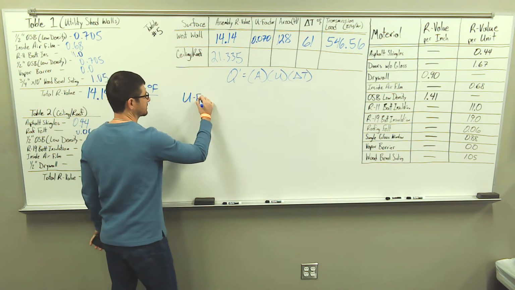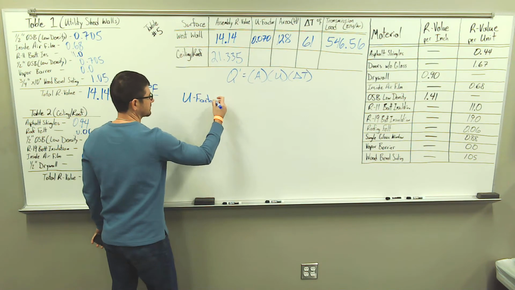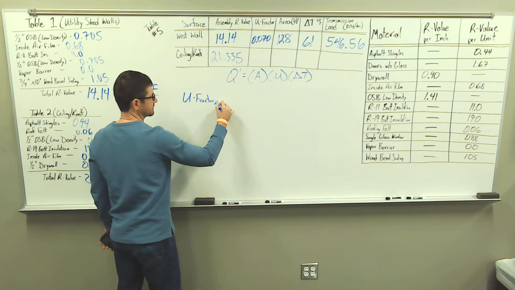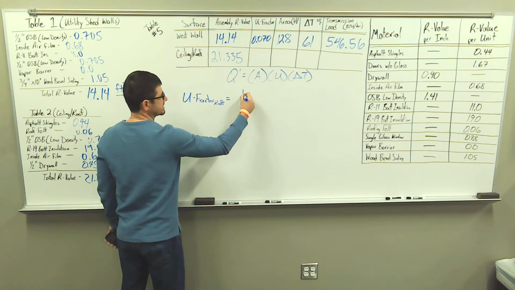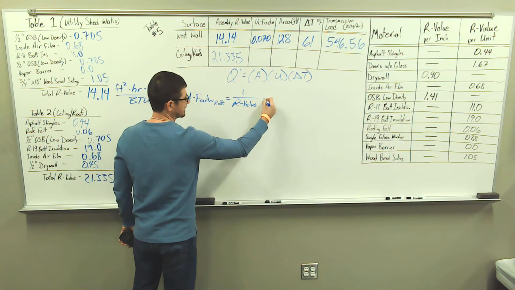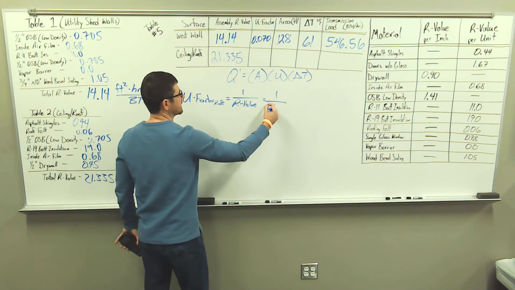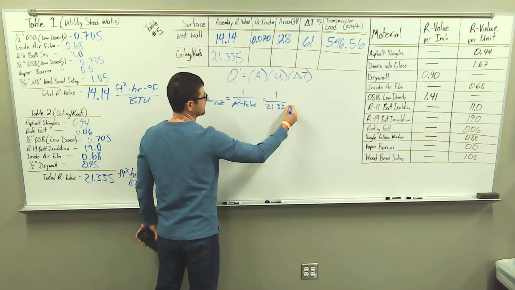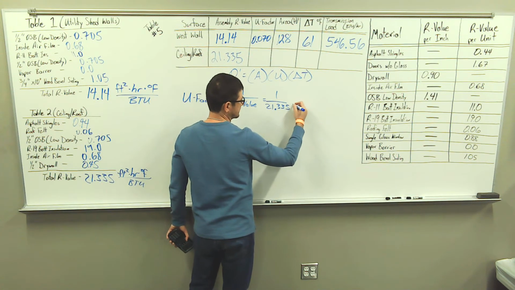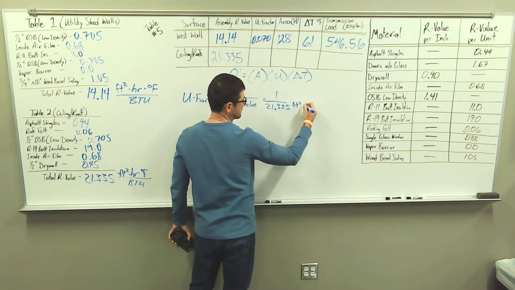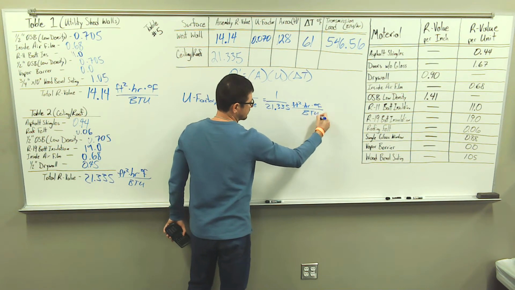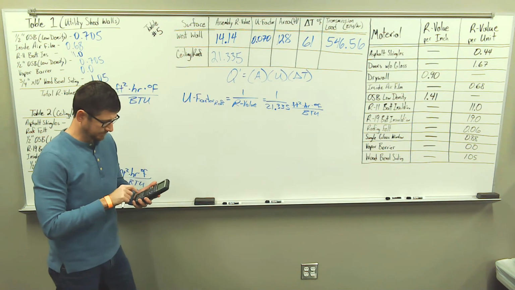Remember that the U factor is the inverse of the R value. So U factor, and I'm going to use the subscript of roof. This is 1 over the assembly R value. So 1 divided by 21.335. And we have units of square foot, hour, degree Fahrenheit per British thermal unit. Okay?